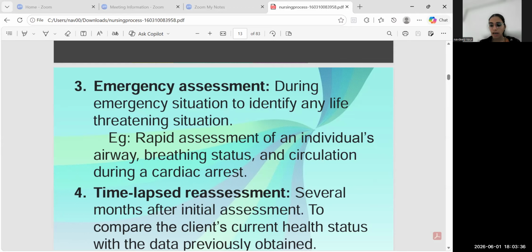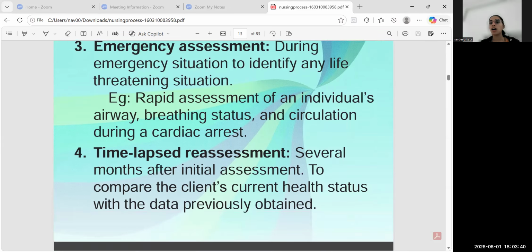And next is the time lapsed reassessment. Time lapse means after some time we have to do the reassessment again. Several months after getting discharged from the hospital, we are doing the reassessment of the patient, and to compare the client's current health status with the previous data we have to obtain during the admission time.